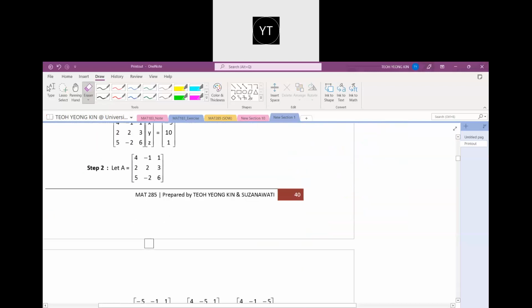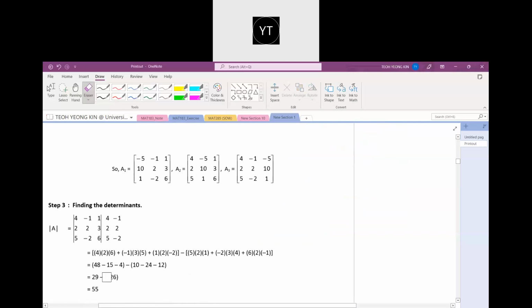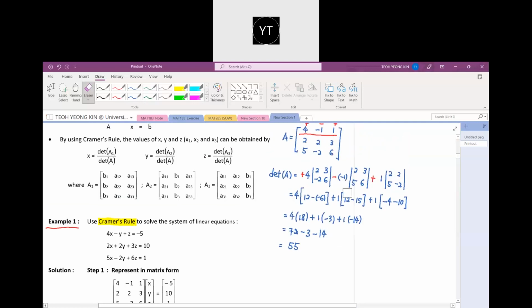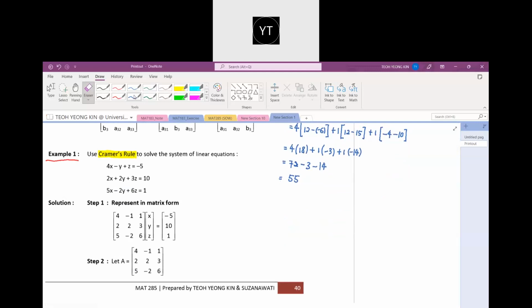Actually, we have here, let's say, the determinant of A is 55. This is another method to find the determinant. Ini adalah cara lain untuk cari determinants dia. Tengok dapat 55 juga. Okay, this is how we're going to find the determinant of A. Now we look at A1. Macam mana kita nak cari matrix A1 sebelum cari determinants dia.